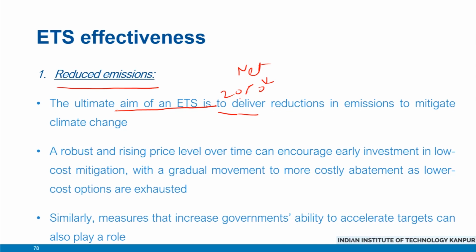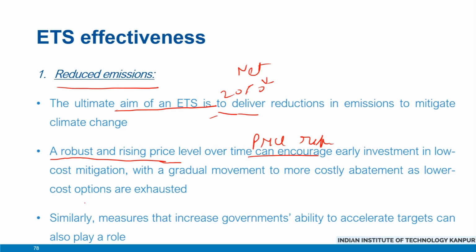And reaching net zero levels requires that carbon markets provide sufficient price incentives to mobilize investment in new emission reduction technologies and processes. The second important aspect is that a robust and rising price level over time can encourage early investment in low cost mitigation, with gradual movement to more costly abatement as lower cost options are exhausted. So designing a market that delivers a robust price signal reduces the price risk faced by investors and encourages investments that may pay off only if a robust carbon price is maintained in the longer term.